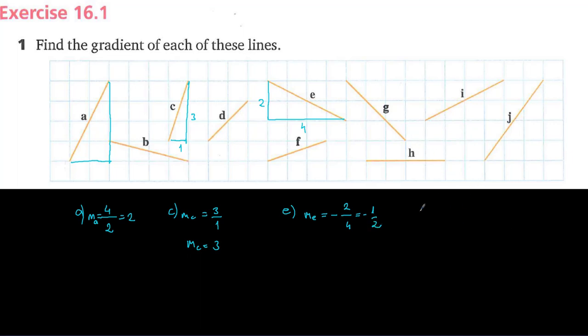Also I can solve here for g. So the gradient g is equal to, here this is 3 units and this is 3 units. The vertical distance is 3 units. We have a minus sign because it is inclined, or steep, to the left side. So 3 divided by 3, so m_g is equal to minus 1.